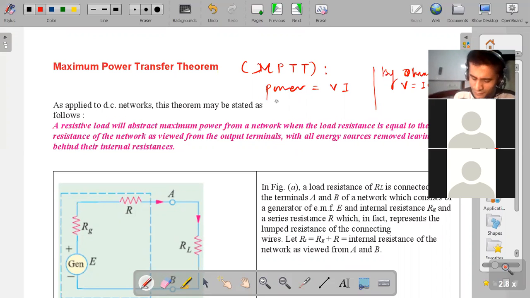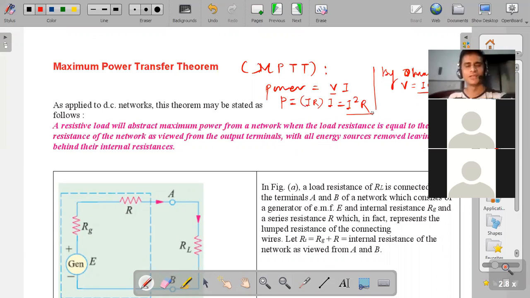Therefore, can I write P equal to V into I, where V equal to IR, therefore IR into R, which is the square of current flowing through the circuit? Can I write I square R? Therefore, if you want to find out power, you should know the current as well as the resistance of the circuit. Understood, dear student? From the knowledge of current and resistance, you can find out the power.